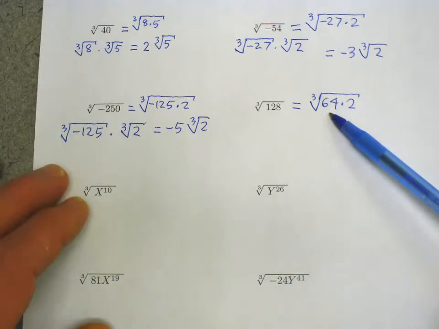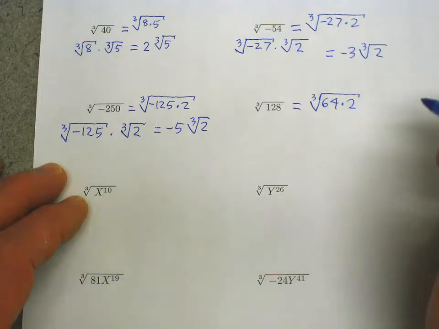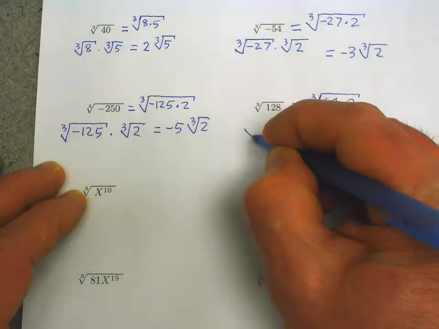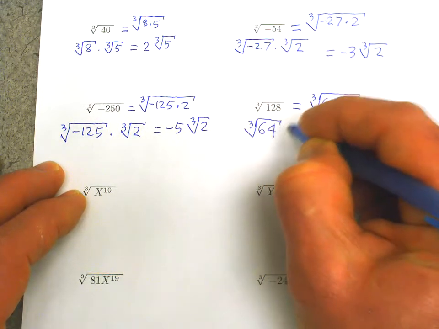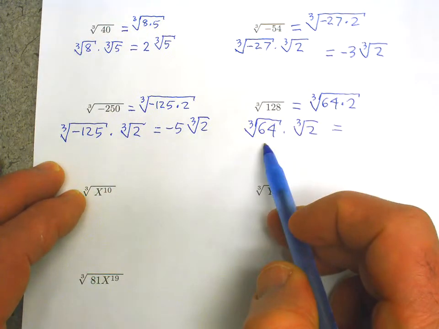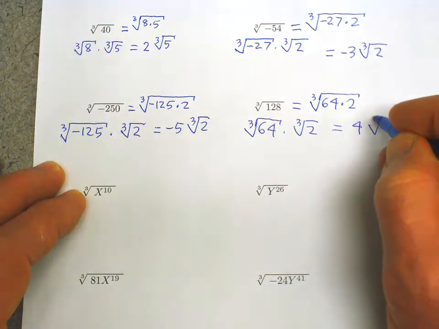Okay, but since 64 is a perfect cube and it's a factor of 128, we write the cube root of 64 times 2. And so that's the cube root of 64 times the cube root of 2. And the cube root of 64 is 4. So we get 4 times the cube root of 2.